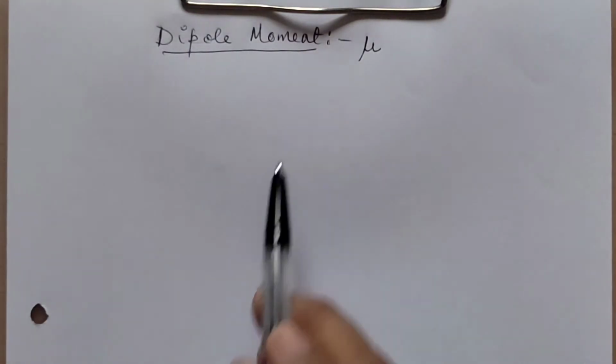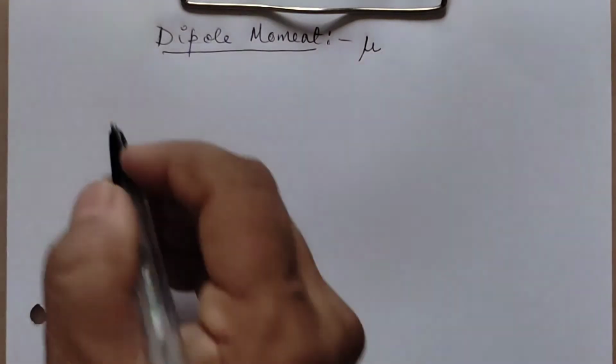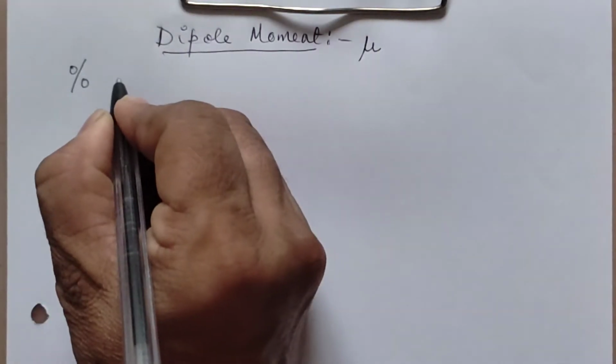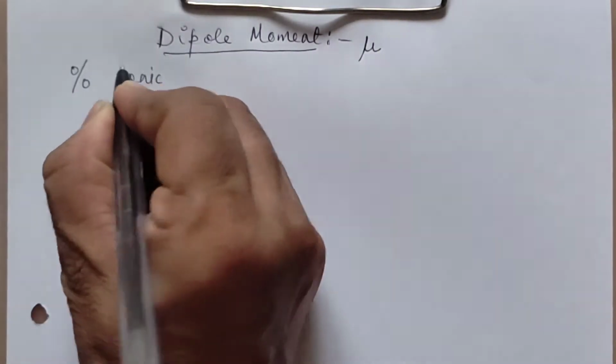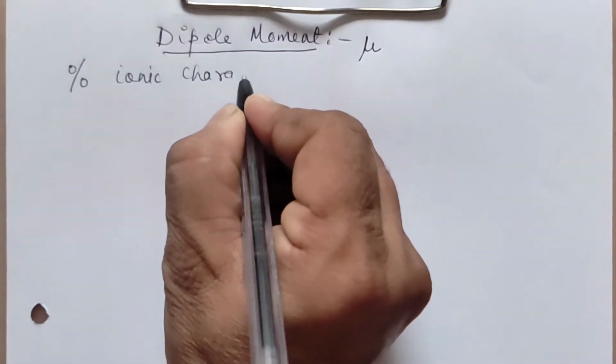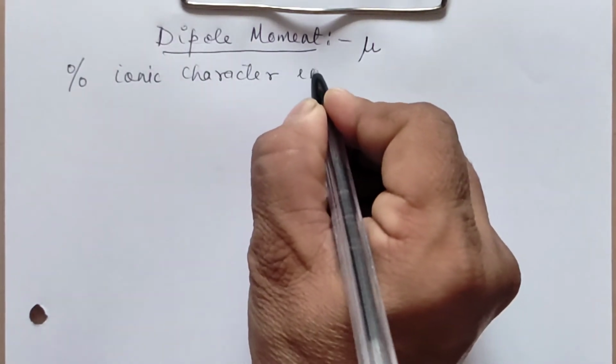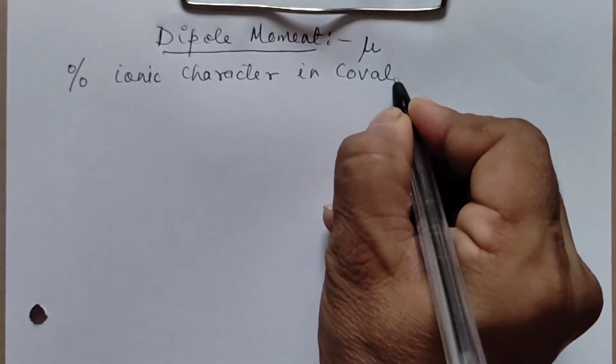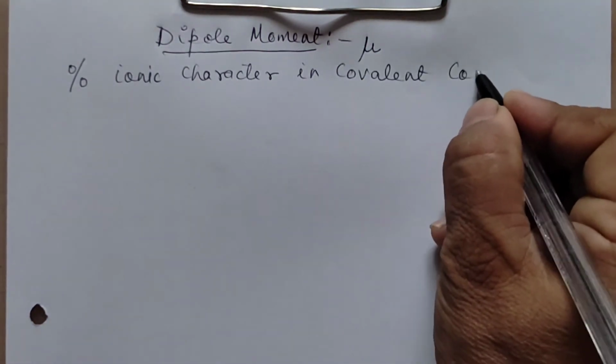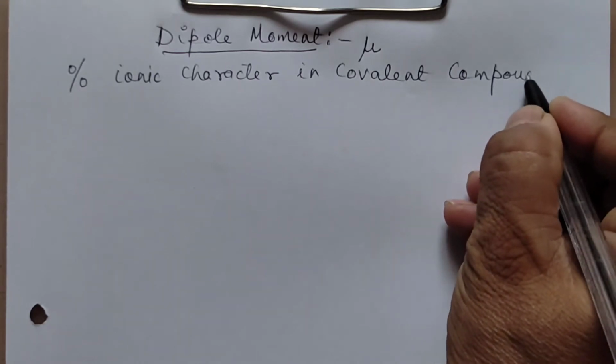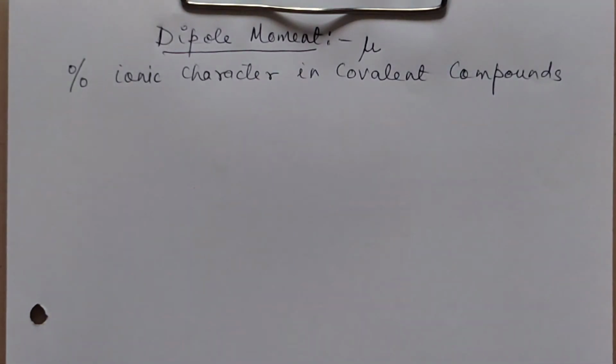It's a very important topic of the chapter Chemical Bonding, class 11, and it will help us in finding out what is the percent ionic character in covalent compounds, and what exactly dipole moment is, what all things we can calculate using this, and different formulas related to it. So please watch the video till the end.